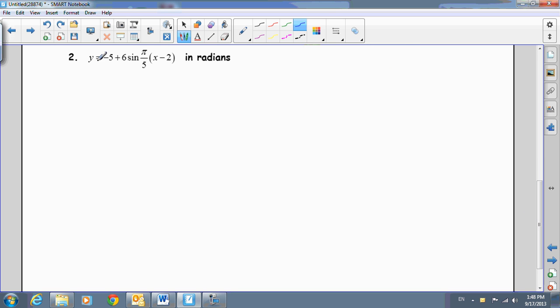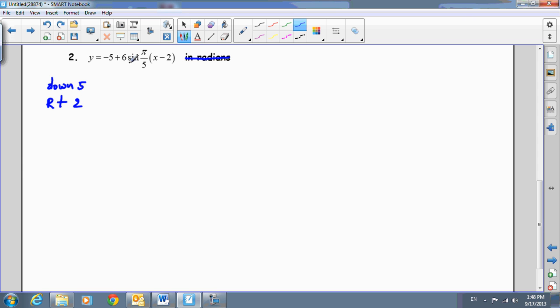The second one, we have y equals negative 5 plus 6 times sine of pi over 5 times x minus 2. This time it is in radians. Notice that we have an x. I do not need to tell you that it's in radians, because once you see x, you should know that it's in radians. Let's study our function. The negative 5 tells me we're going down 5. The negative 2 here tells me I'm going right 2.